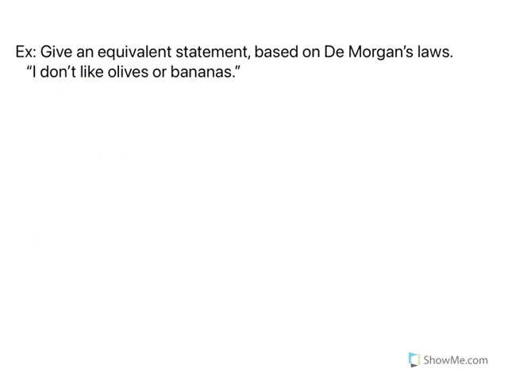Second one, give an equivalent statement based on De Morgan's laws. I don't like olives or bananas. Okay, well, let's think about this first of all. Let's just say that P is I like olives. Gross. Let's let Q be I like bananas. Bigger gross. I'd rather throw up in my mouth every day than eat bananas. Gross. Okay, so I like olives, I like bananas.